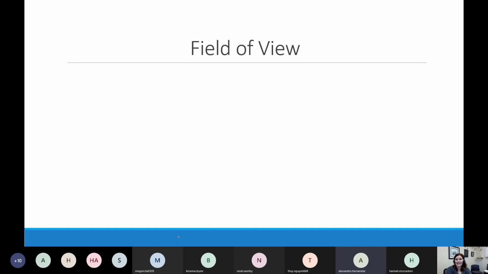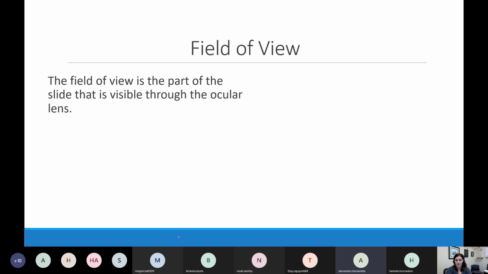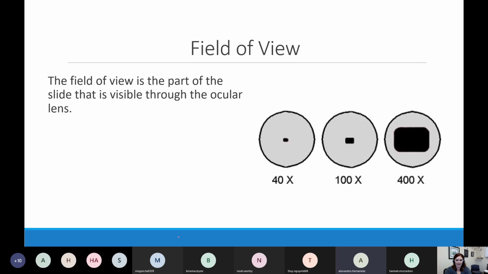Another idea with those slides is something called the field of view. So not only are your slides 3D going down like a swimming pool, they're also a big wide space like a field. So when we talk about the field of view on a microscope slide, what we're talking about is how much of that slide can we see when we're looking through the ocular lenses.